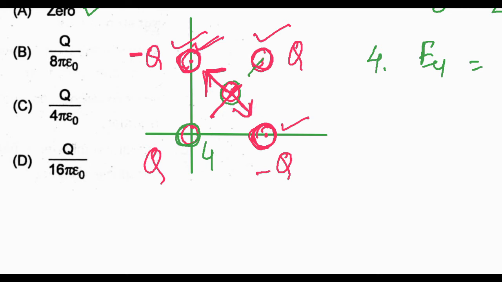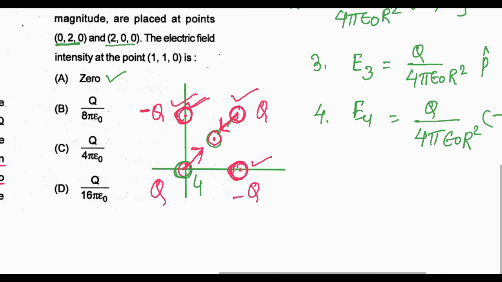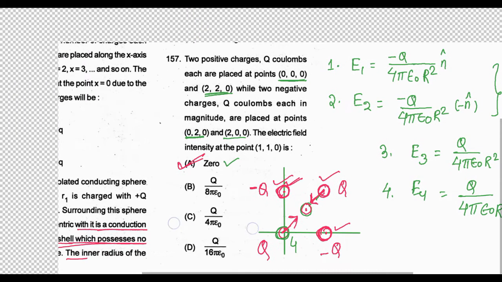Again we will consider plus q's. For plus q, this will be in this direction, and for this plus q, this will be in this direction, and the magnitude will be the same. Due to the same magnitude and opposite direction, these will also be cancelled out, and the answer will be 0 at the 1, 1, 0 point. I have explained that one. So here the answer will be 0.